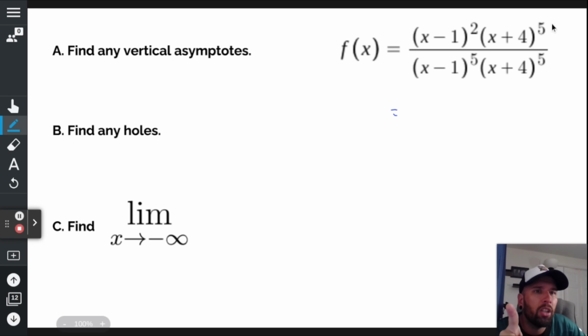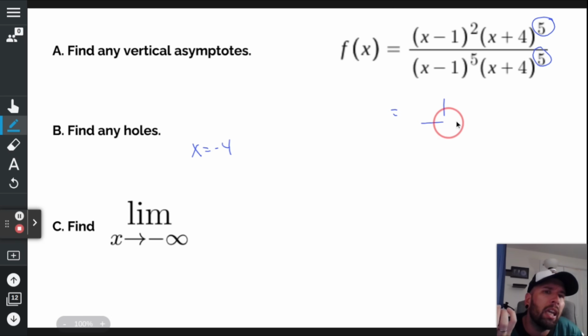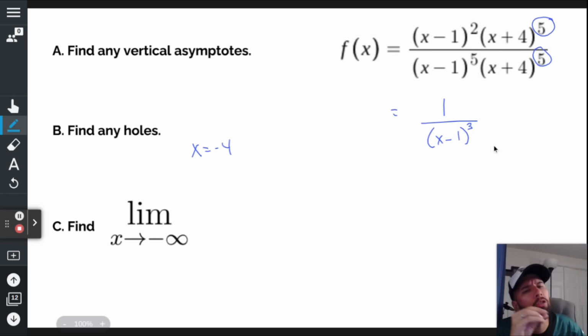Find any holes. See how these guys are the same exact denominator? Holes are going to exist at negative 4. Now, here's the thing. It's not going to exist at 1, because since I have more x minus 1s in the denominator than I have in the numerator, it's going to take on the behavior of 1 over x minus 1 to the third. So it's not giving me any holes there, and I'm going to have a vertical asymptote at x equals 1.